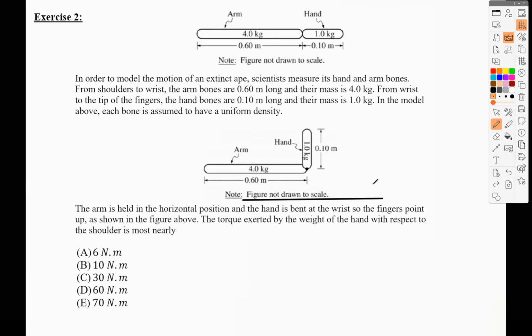Now, exercise 2. In order to model the motion of an extinct ape, scientists measure its hand and arm bones from shoulders to wrist. The arm bones are 0.6 meters long and their mass is 4 kg. From wrist to the tip of the fingers, the hand bones are 0.1 meters long and their mass is 1 kg. In the model above, each bone is measured to have uniform density, which means that the center of mass is located geometrically. This is the shoulder here.